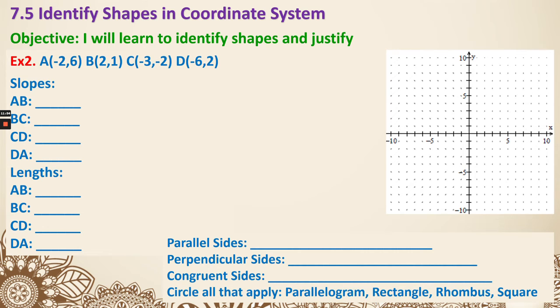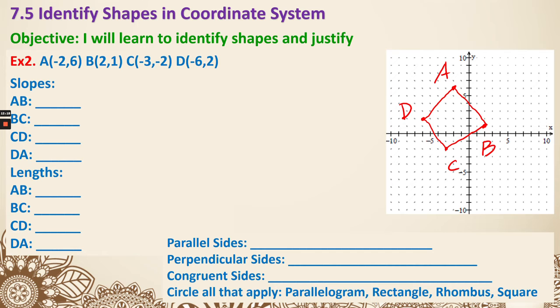-2, 6, that's our point A. 2, 1, that's our point B. -3, -2, that's our point C. And -6, 2, that is our point D. So here's our shape. Now let's find the slope and the length.